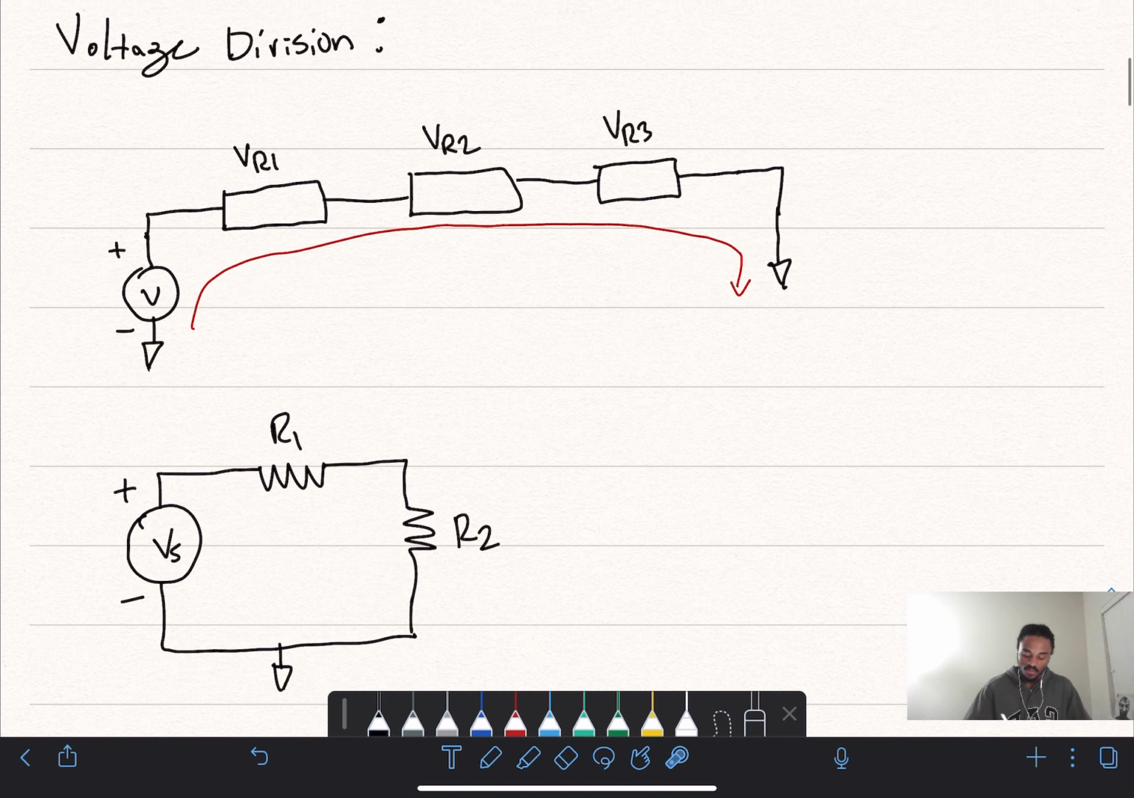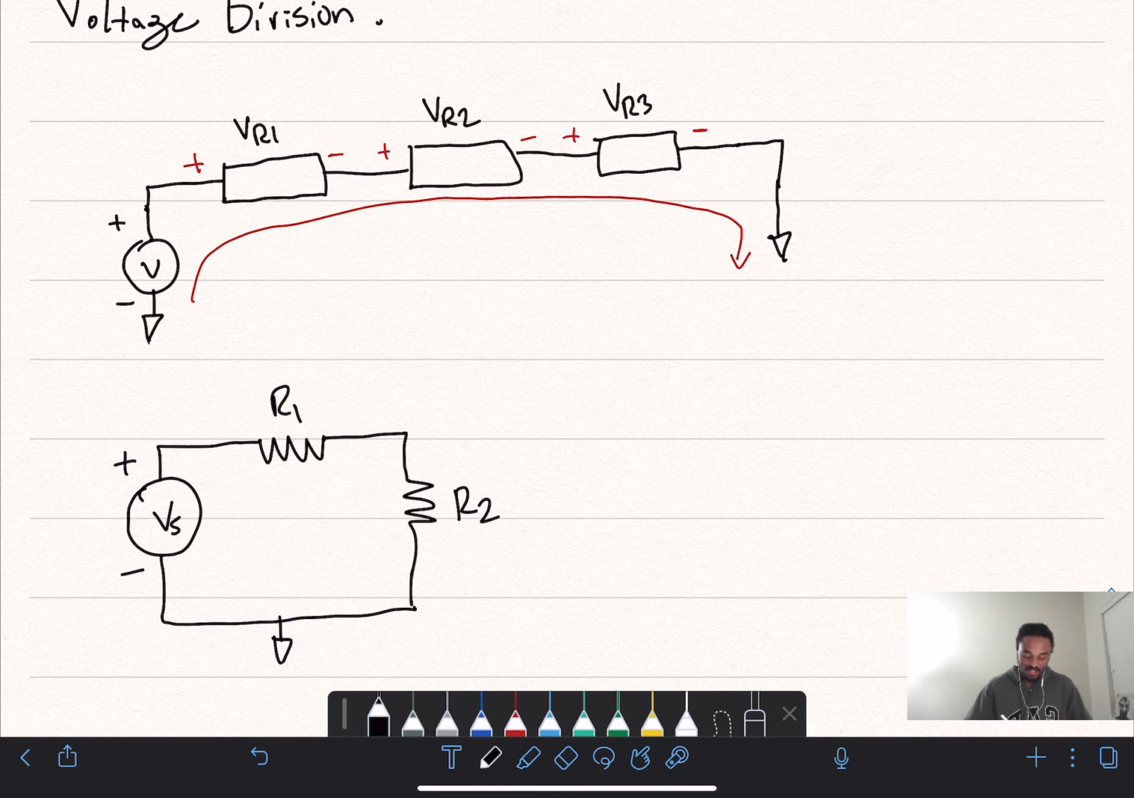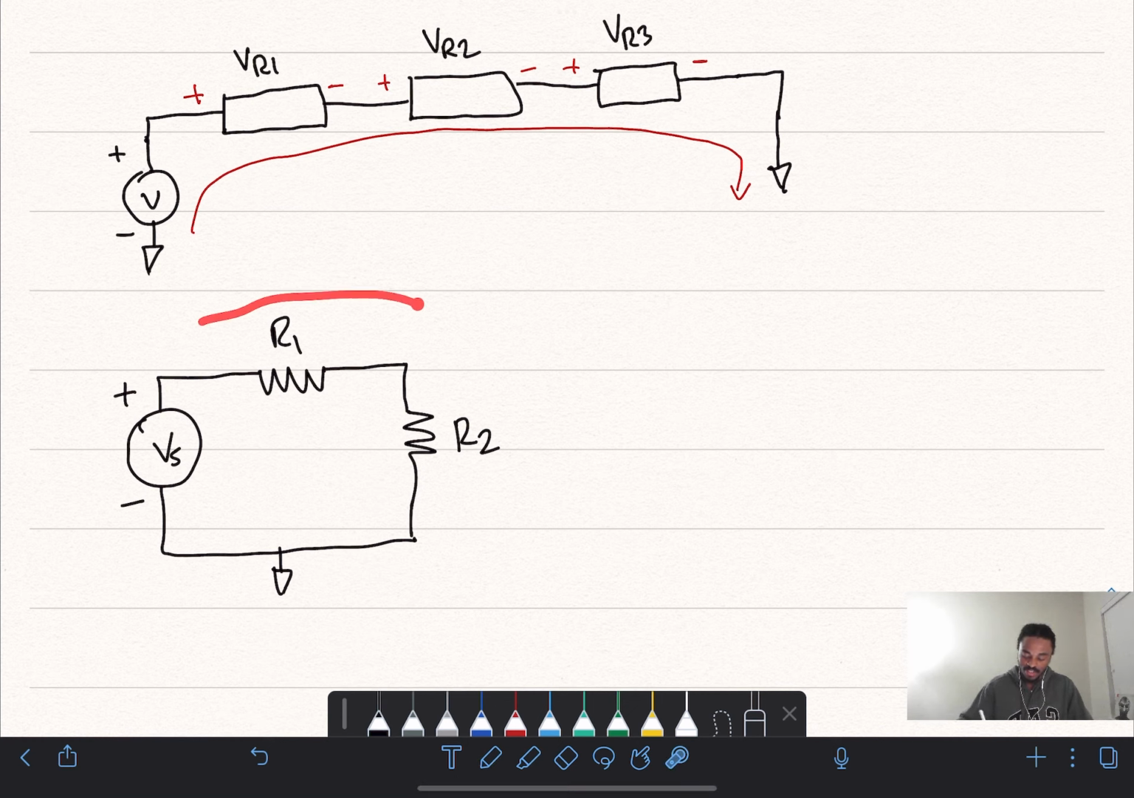So the voltage division rule helps us figure out how much voltage is across this resistor, this resistor, and this resistor. But first, we need to simplify our circuit down to something that looks like this circuit down here. This circuit can help us derive the voltage division rule. It's not a particularly difficult equation, but it's good to help visualize where it's coming from.